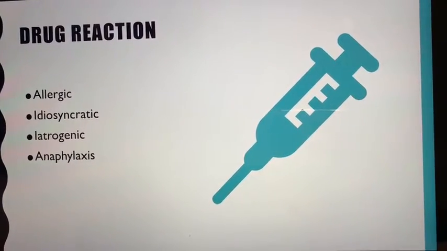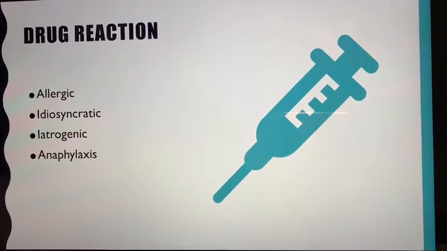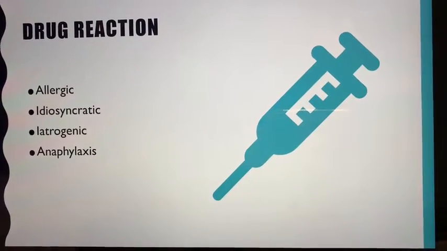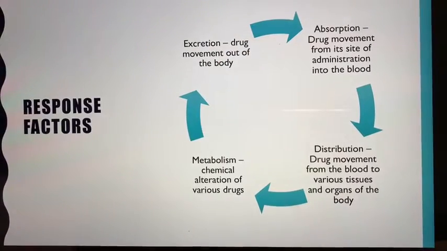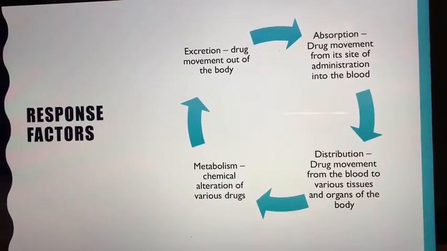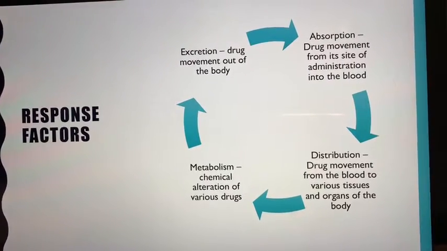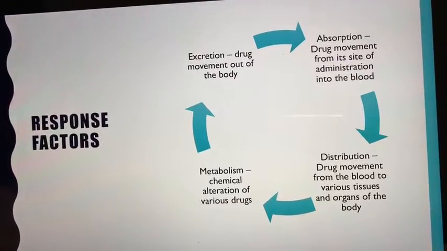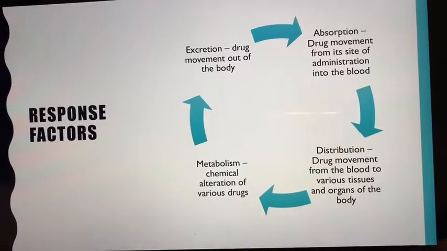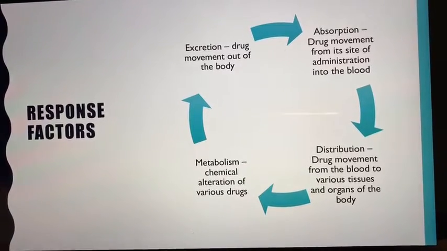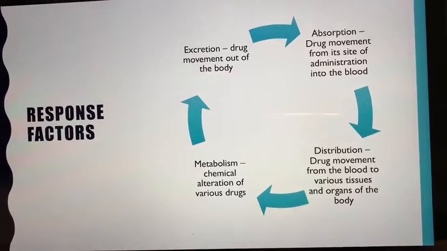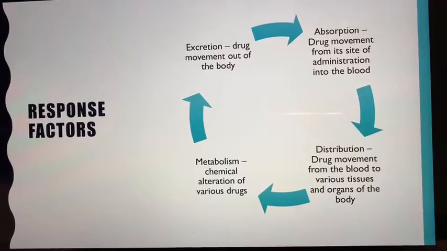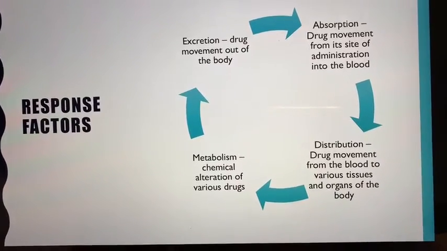And now we have here a list of 4 drug reactions. We have allergic, idiosyncratic, iatrogenic, and anaphylaxis. Here are some response factors. We have absorption, which is drug movement from its site of administration into the blood. Distribution, which is drug movement from the blood to various tissues and organs of the body. Metabolism, which is chemical alteration of various drugs. And excretion, which is drug movement out of the body.